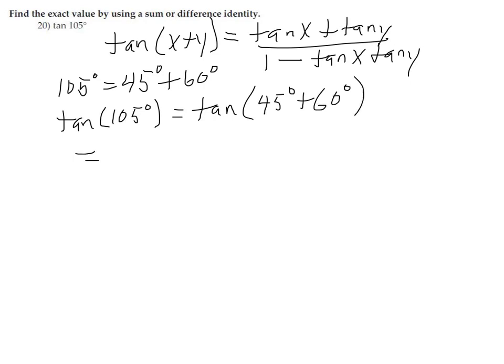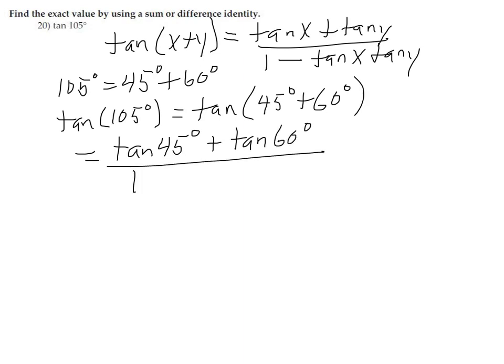And then we can use our identity, and it's tangent of the first, 45, same symbol, plus tangent of the second, tangent 60, all divided by 1, opposite symbol, minus the product, tangent 45 degrees times tangent 60 degrees. Now these are unit circle values, so it's just a matter of reducing them. For example, tangent 45 is 1, plus tangent of 60 degrees is, let's see, tangent is sine over cosine. Sine of 60 has a square root of 3 on top, so that's all square root of 3.